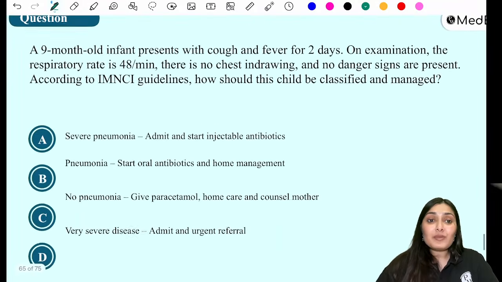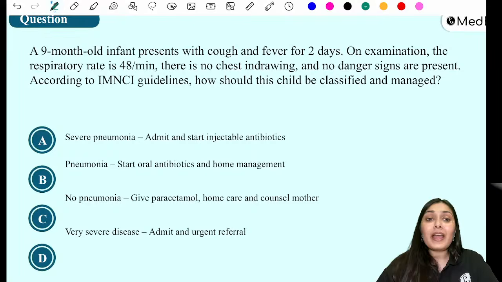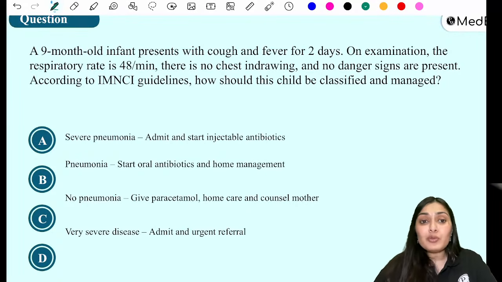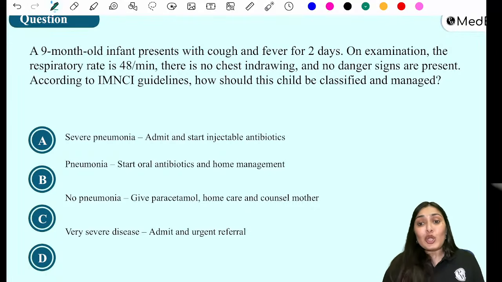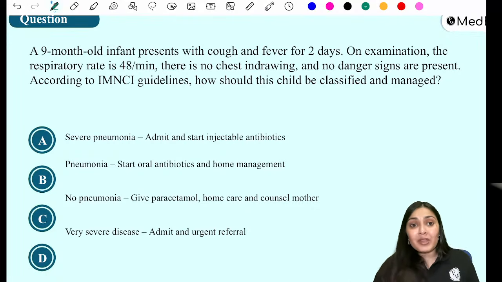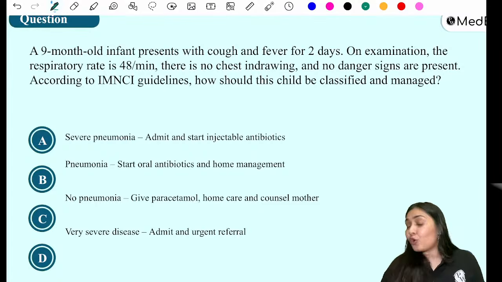With that, now let's move to another question. I have a 9-month-old infant who presents with cough and fever for 2 days. On examination, the respiratory rate is 48 per minute. There is no chest indrawing and no danger signs. According to the IMNCI guidelines, how should this child be classified and managed? So the examiner is basically testing whether you know IMNCI guidelines or not.